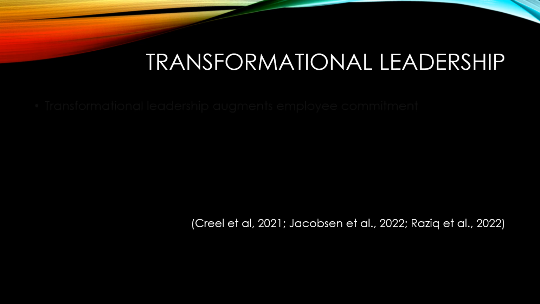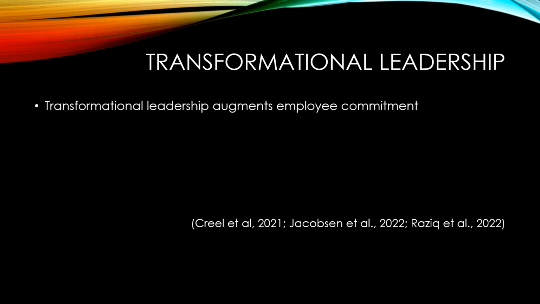Transformational leadership augments the employee's commitment to the organization. It creates a culture wherein employees are enabled by the leaders to achieve and exceed the goals of the organization.